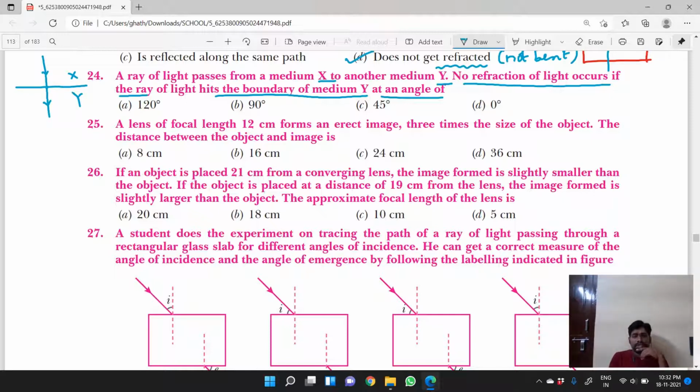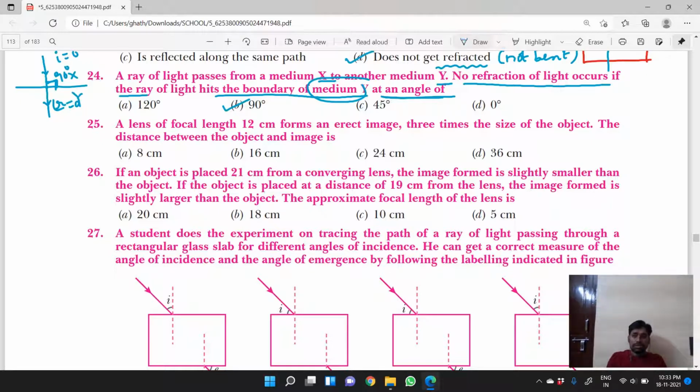Then he is asking, if the ray of light hits a boundary with medium Y at an angle, it is hitting at an angle of 90 degrees. See, the hitting angle is 90 degrees, but the angle of incidence is zero. The angle of refraction is also zero. Please be aware of the question, what they are asking and what we have to answer. So if they say hitting angle, then you have to give the answer B.